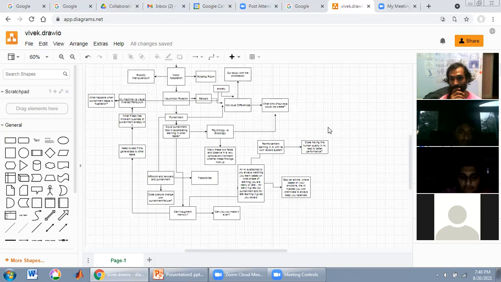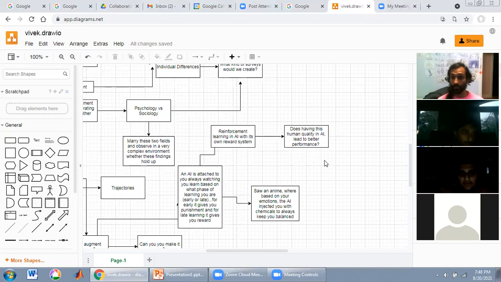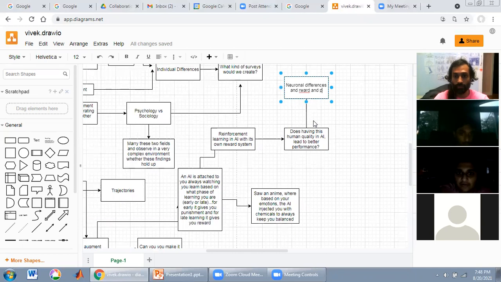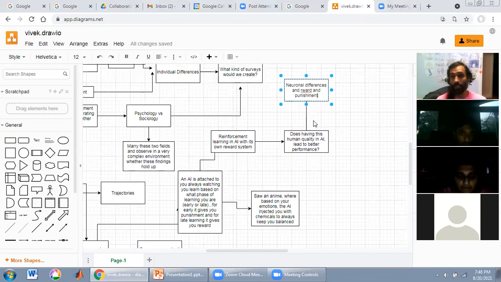Yeah, it'd also be interesting to look at the neuronal differences as to why this happens, like what is actually going on in the brain. I mean, I haven't looked into this, but reward and punishment in the brain. So I don't know, biologically.